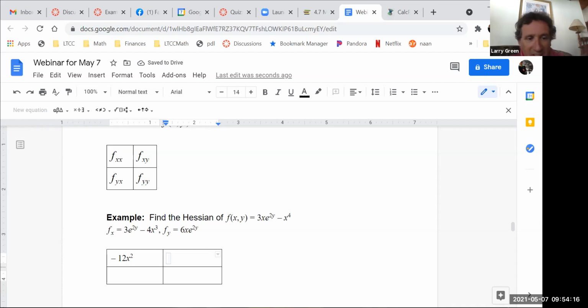Yeah, that's going to be 6e to the 2y, because I take the y derivative of the x derivative. And notice there's no y's on the 4x cubed. That goes away. Use a chain rule and you get a 6e to the 2y. Why do I not even have to think to get fyx?